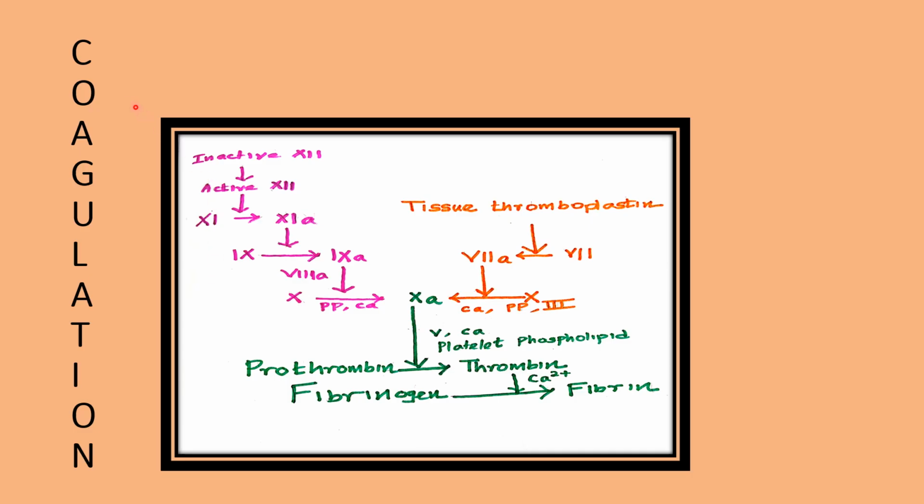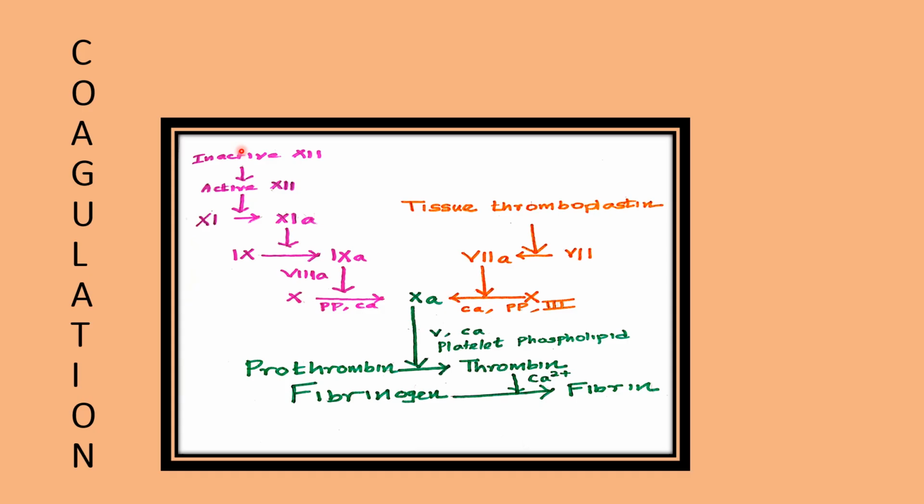The last step of hemostasis is the coagulation pathway or clotting mechanism. It has two pathways, the intrinsic pathway and the extrinsic pathway. The extrinsic pathway is the shortest pathway. The intrinsic pathway is the longest pathway. First they discovered the intrinsic pathway, later the extrinsic pathway. The intrinsic pathway is triggered by endothelial injury. Exposure of collagen triggers the intrinsic pathway.